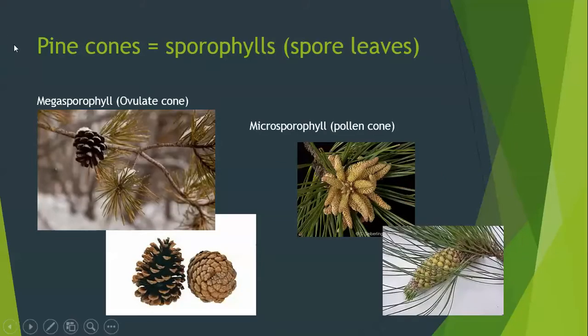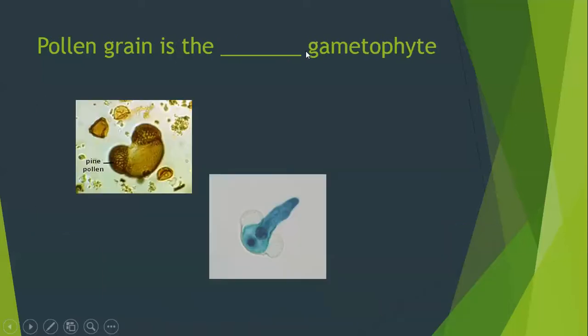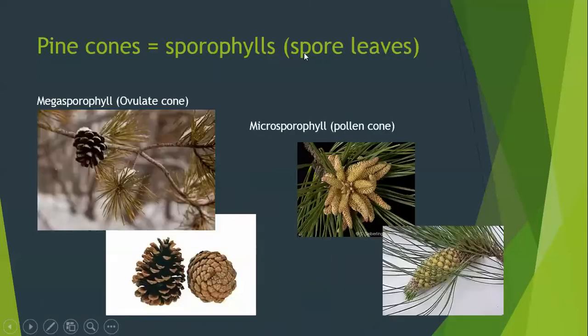Now, pine trees have pine cones, and the sporophyte is the spore plant, and the pine cones are the spore leaves, the sporophylls. And we have two types of pine cones. What you call the pine cone is actually the ovulate cone. And again, each leaf is the sporophyll, or in this case, because it's the female cone, it's the megasporophyll. So what you call pine cone is actually the ovulate cone or the seed cone.